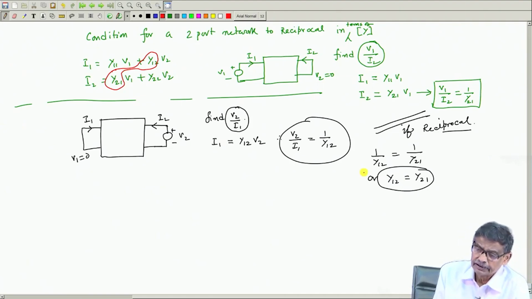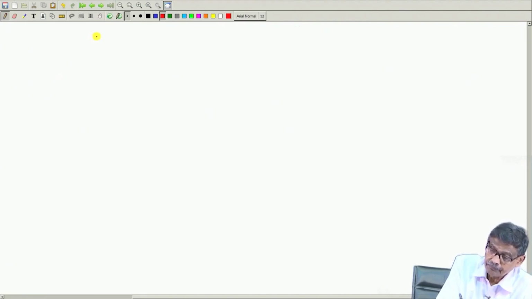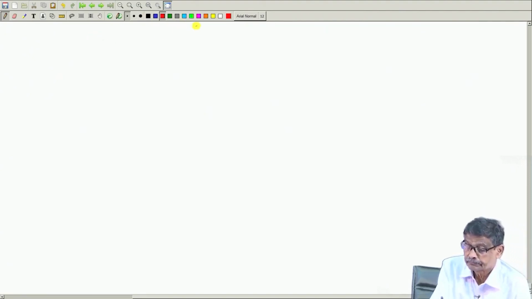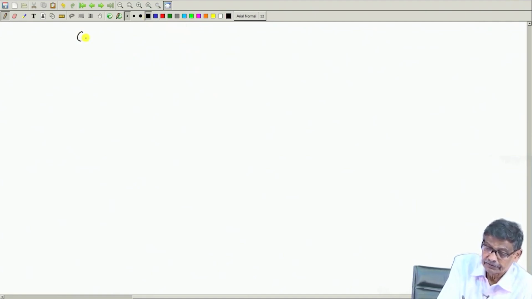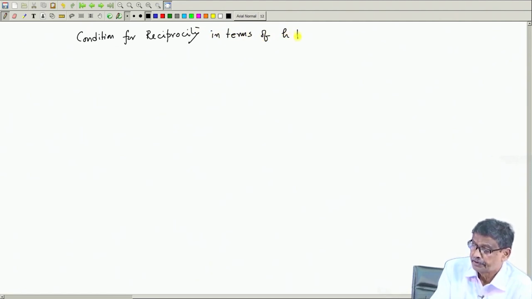Now, after doing this, we will then find out what will be the condition for the h parameters. Let us see that. So, condition for reciprocity in terms of h parameters.